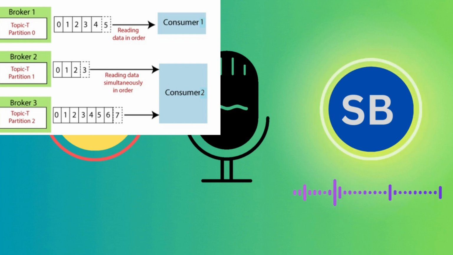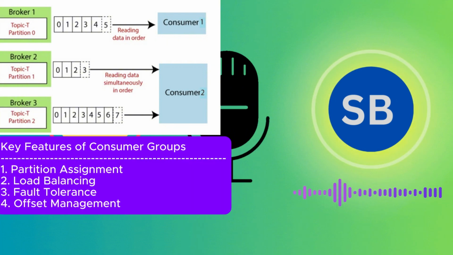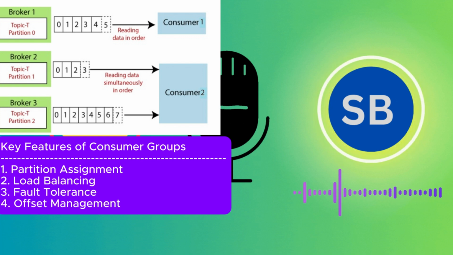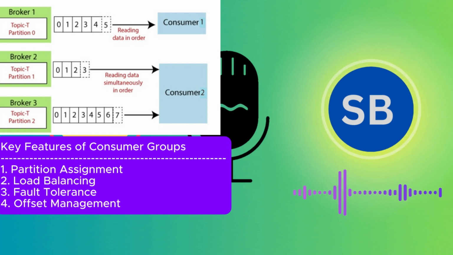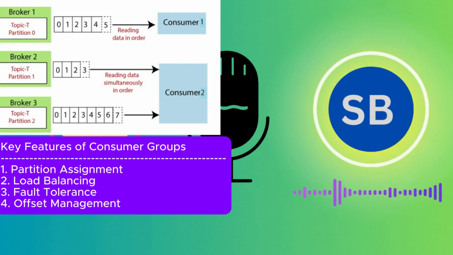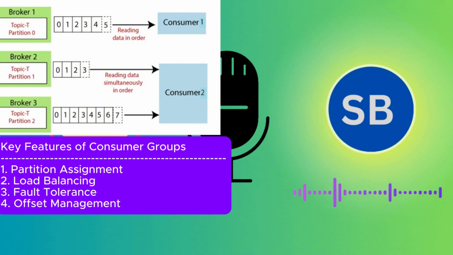This setup enables parallel processing of the messages, and this enhances the throughput and efficiency while reading the data from Kafka. It has many features, such as partition assignment. Each partition in a topic can only be consumed by one consumer within the consumer group at any point of time. If more consumers are available than partitions, they work in a one-to-one fashion.